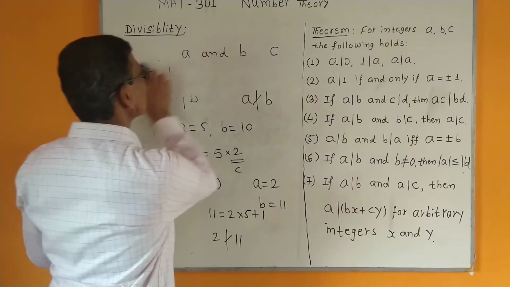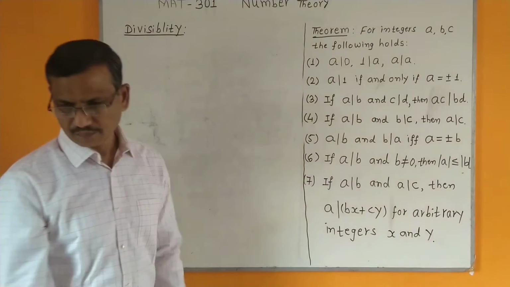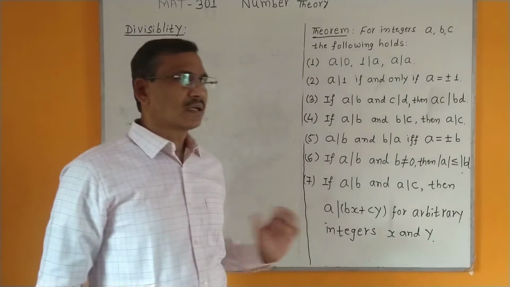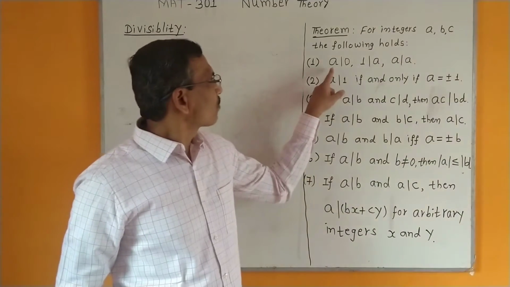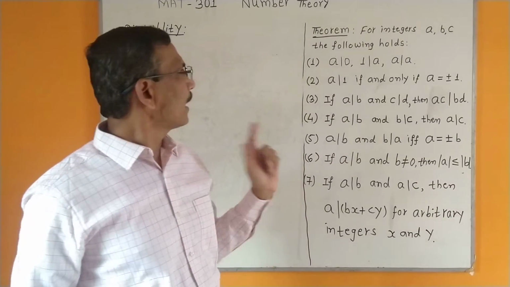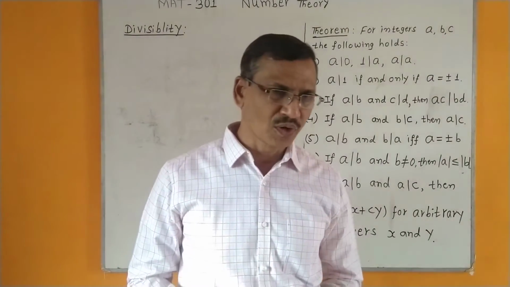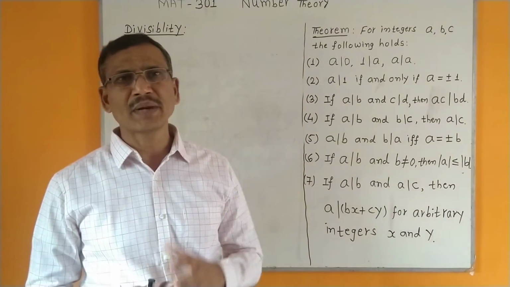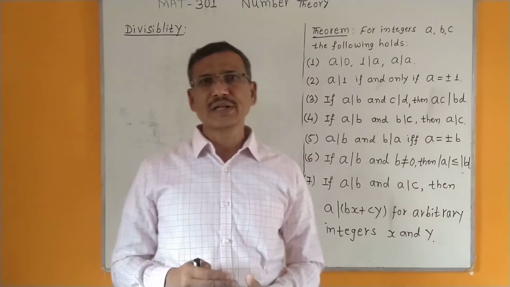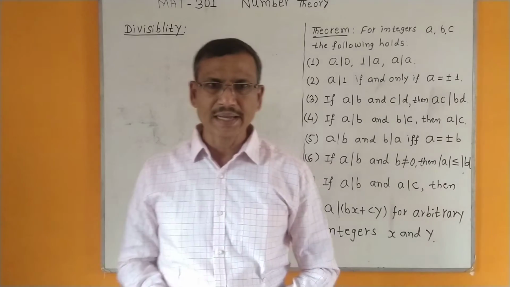Now we shall see the properties of divisibility. These properties are stated as a theorem. Consider a, b and c are any three integers in this theorem. Now, the first property is a divides 0, 1 divides a, and a divides a. First, a divides 0, that means 0 is divisible by a, and already we know from school level that 0 is divisible by every integer, or it follows directly from the definition of divisibility. Second, 1 divides a, where a is an integer, and we know that every integer is divisible by 1. That means this is also true, 1 divides a, and a divides a means every integer is divisible by itself.